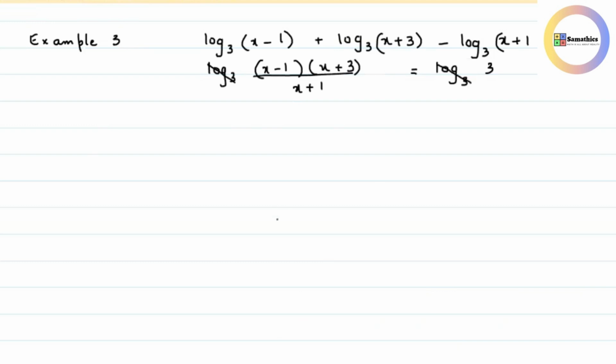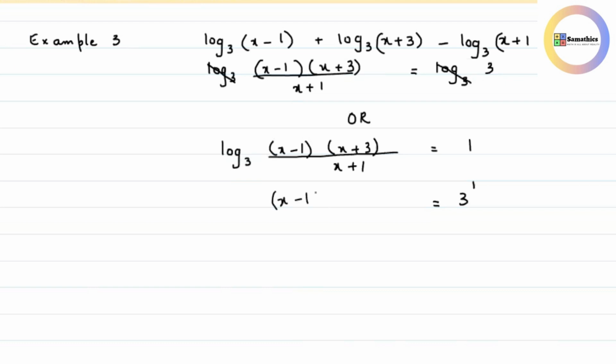Another way is that if you write it in a single log, log 3 of x minus 1 x plus 3 upon x plus 1 is equal to 1. Now you see this is in log form. You can convert it into index form by writing this 1 as a power of 3. And then the log will be removed because you have changed log form into index form.